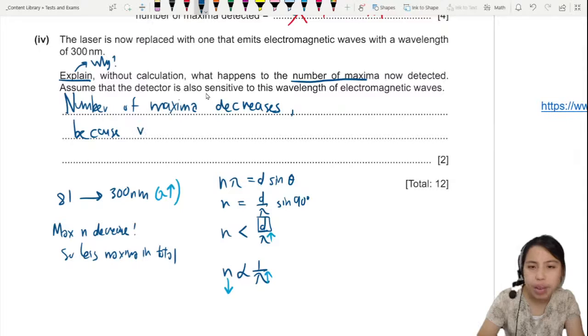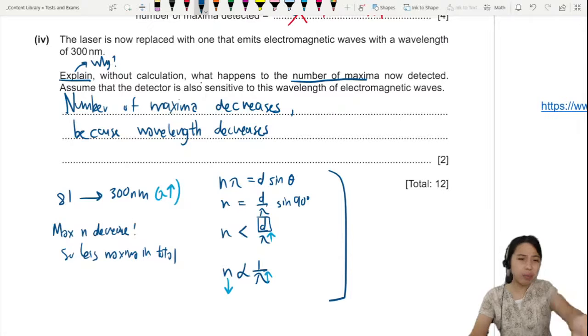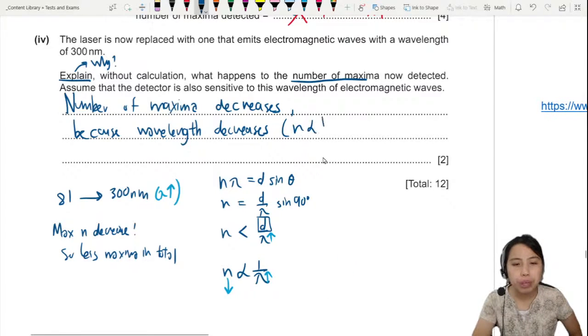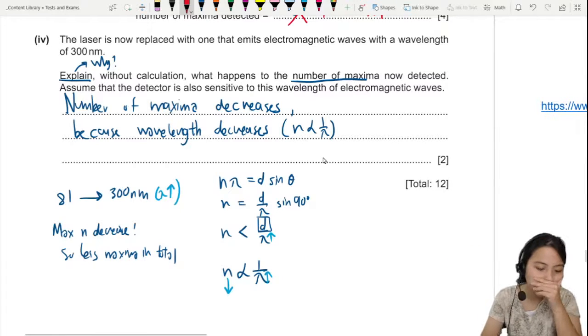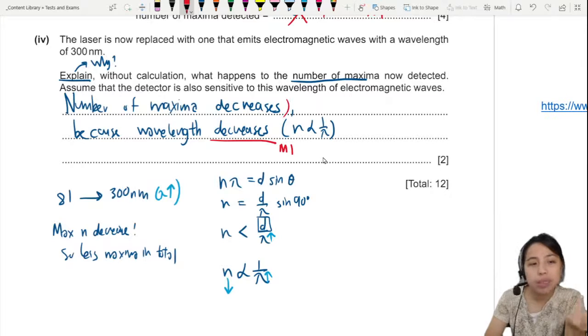Because the wavelength decreases. Now, if you want to be a bit extra, you could also list this out as your working at the bottom, just FYI. N proportional to 1 over lambda, you can mention that if you want to, just extra bonus. But here, if you mention wavelength decrease, that's your method, M1. And then if you say the number of maxima therefore decreases, that's your A1.